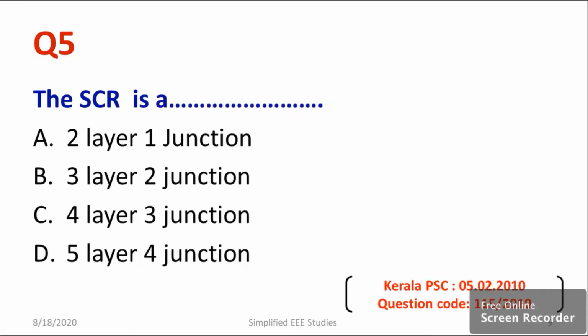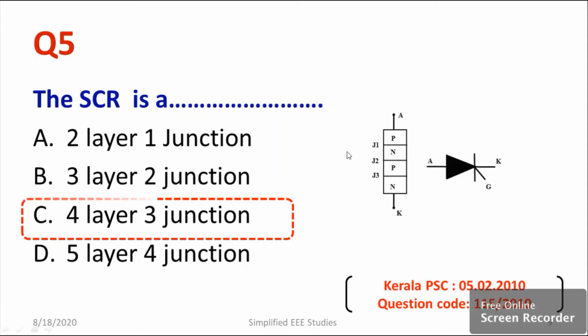Moving on to question number 5. The SCR is a 2-layer 1-junction device, 3-layer 2-junction device, 4-layer 3-junction device, or 5-layer 4-junction device. Which is the right answer? Obviously, the answer for this question is option C, that means 4-layer 3-junction device. You can observe the diagram. There are 3 junctions, J1, J2, J3, and there are 4 layers. Layer number 1, layer number 2, layer number 3, and 4. This is a symbol for SCR which I already discussed at the beginning.